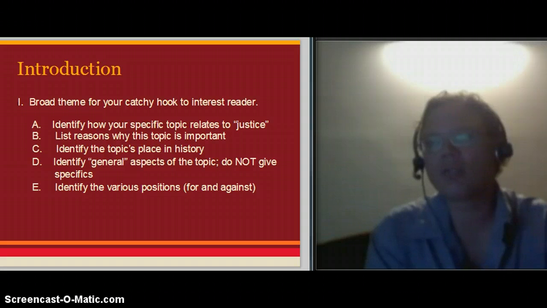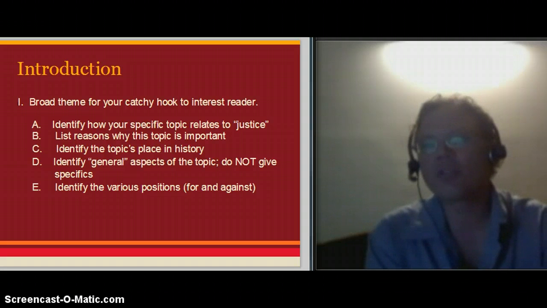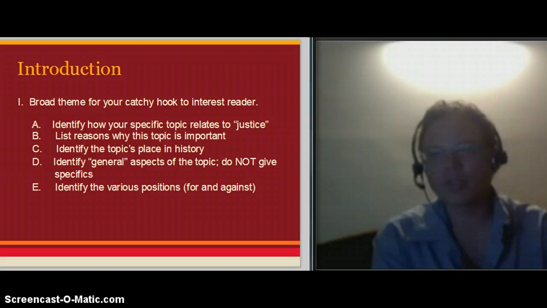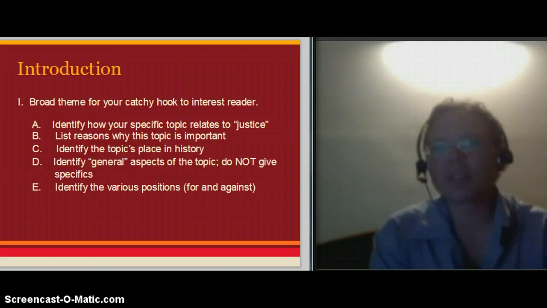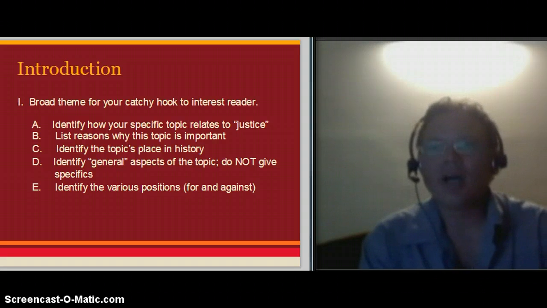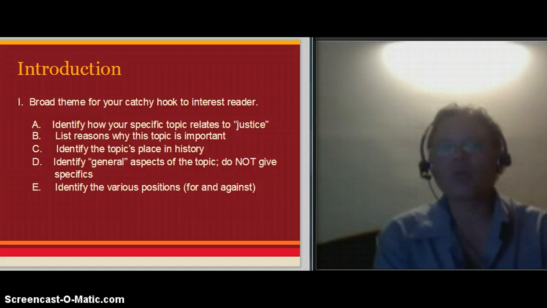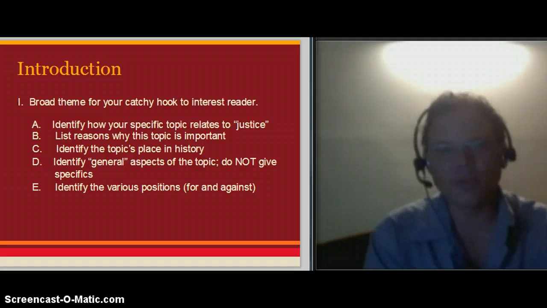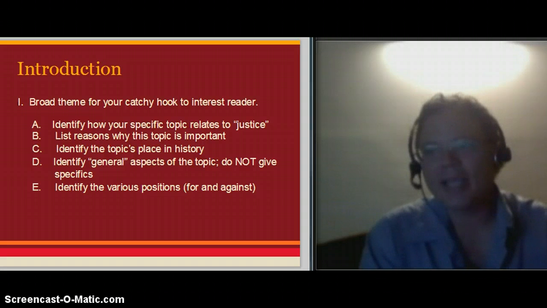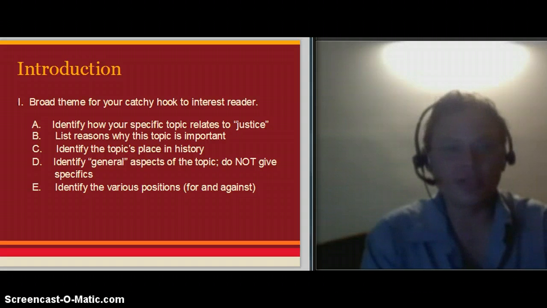And so how does it relate to justice? List reasons why the topic is important. Identify the topic's place in history. Identify general aspects of the topic, but don't give specifics. Save the specifics for the body of the paper. And identify the various positions that are associated with the topic.